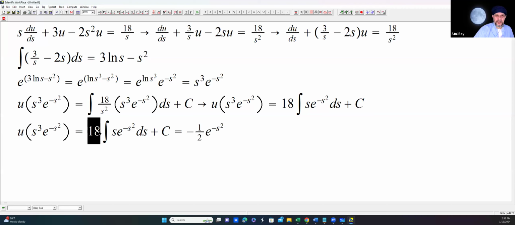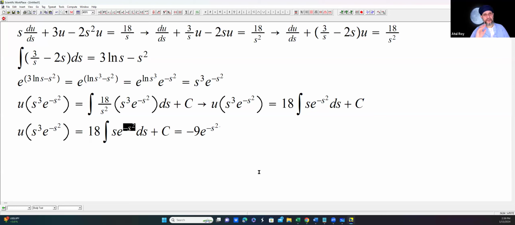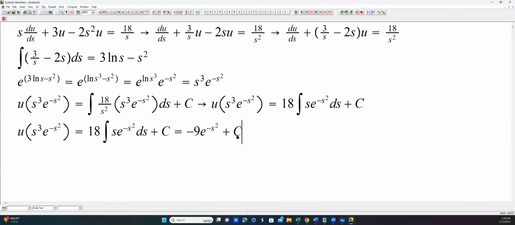And then we have an 18 here, right? So that will make it negative 9. Am I good on this? You took negative s squared as u, right? So in that case, 2s ds will be du, and you can just extract a 2 from this or divide, whichever way you do. That's what this will be, right? Are we right?